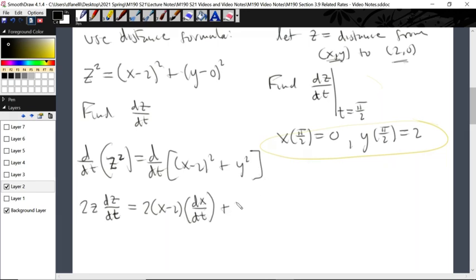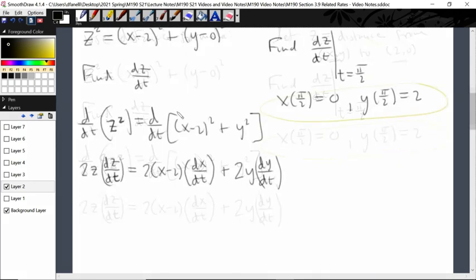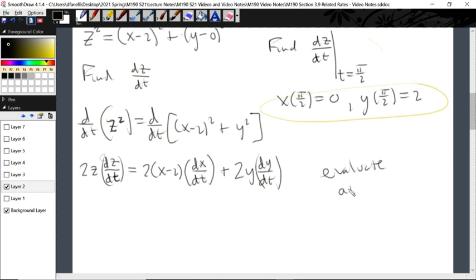Plus, we're going to have 2 times y dy dt. So we've used implicit differentiation here, right, 3 times. So now the next step is to evaluate at t equal to pi over 2. What are we going to have to evaluate?